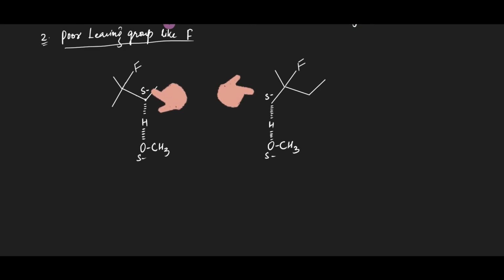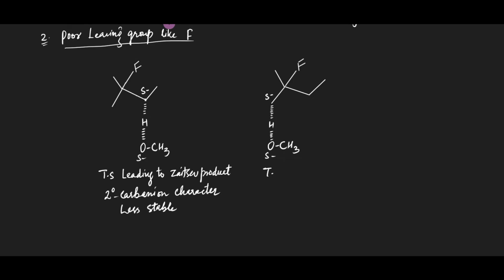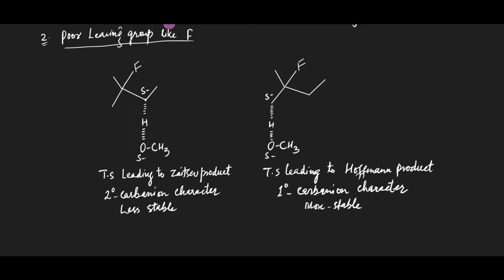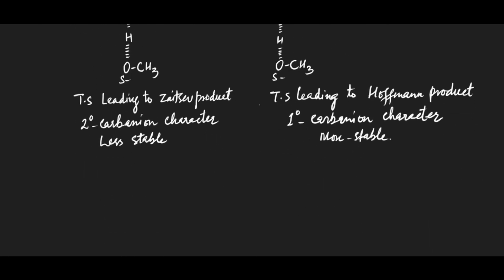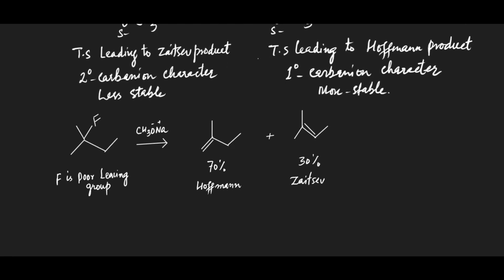As a result, negative charge develops on the beta carbon that is losing a proton, giving the transition state a carbanion character rather than an alkene character. This carbanion transition state is stabilized by the strong electron withdrawing group fluorine. Thus, the transition state leading to the Zaitsev product develops carbanion character on a secondary carbon, which is less stable than the transition state leading to the Hofmann product, where carbanion character develops on a primary carbon and is comparatively more stable. Thus, when an alkyl fluoride is treated with methoxide base, the Hofmann product is the major product, as it is formed from the more stable transition state.